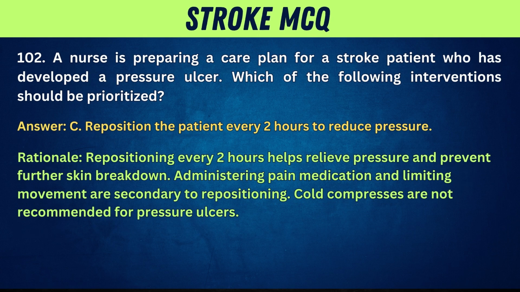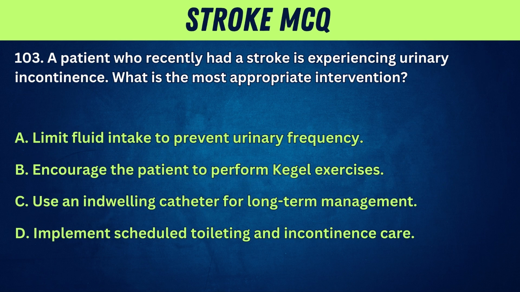Answer: C. Reposition the patient every 2 hours to reduce pressure. Rationale: repositioning every 2 hours helps relieve pressure and prevent further skin breakdown. Administering pain medication and limiting movement are secondary to repositioning. Cold compresses are not recommended for pressure ulcers.